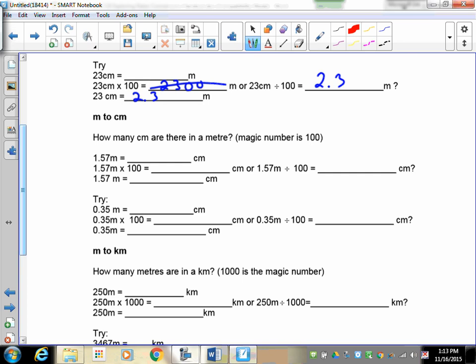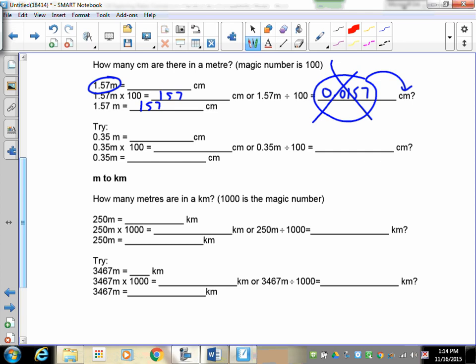How about meters to centimeters? 1.57 meters is how many centimeters? Well, we have two choices here. We can multiply to get 157 centimeters, or we can divide to get 0.0157 centimeters. Now this here is less than a centimeter, all right? This here is 1.5 meters. So it's obvious it can't be this. There's no way 1.5 meters is the same distance as less than 1 centimeter. So your answer has got to be 157.